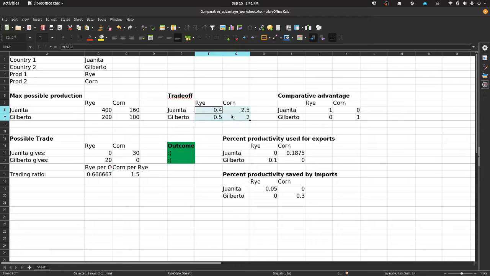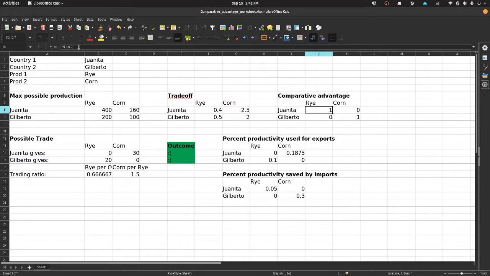And we've got these trade-offs automatically being calculated, right? We're seeing that for Juanita, her cost of 400 rye is 160 corn. If she makes a lot of rye, she gives up the possibility to make a lot of corn. Her cost per unit is 160 corn divided by those 400 units of rye, which converts into 0.4 units of corn per unit of rye. One rye costs her not quite a half a bushel of corn. One bushel of corn costs her about 2.5 bushels of rye.